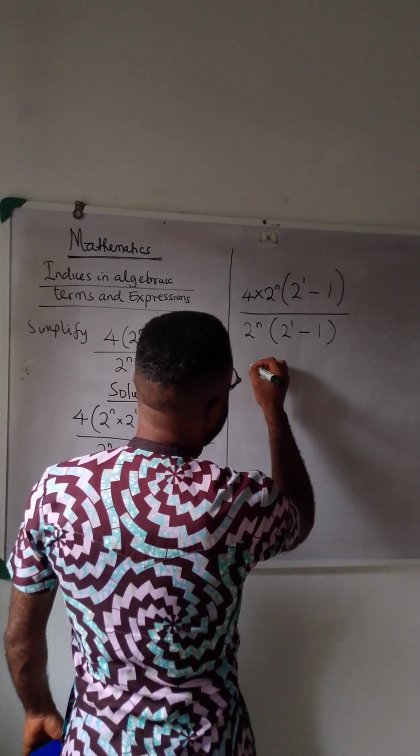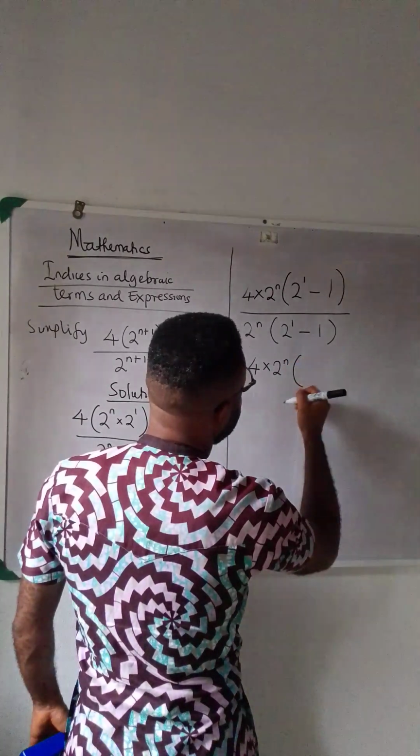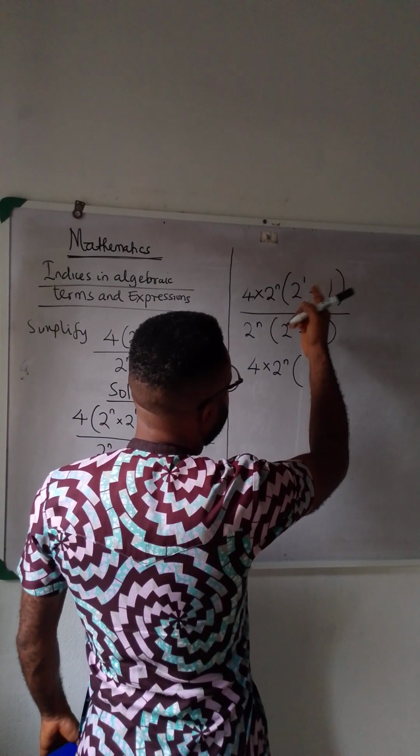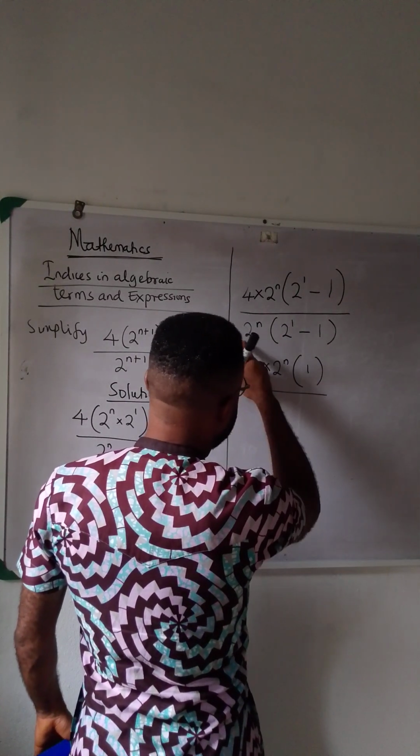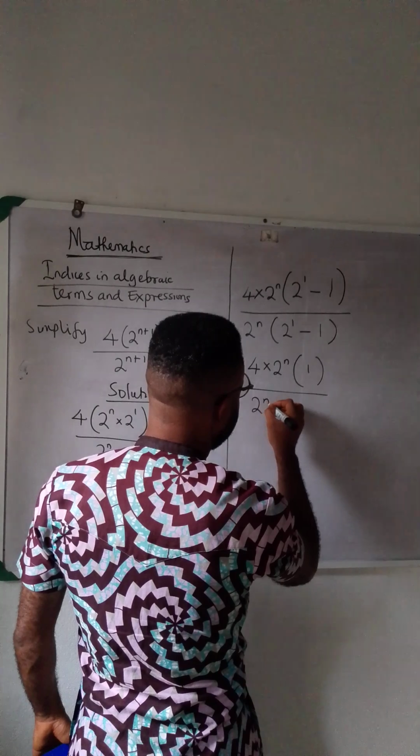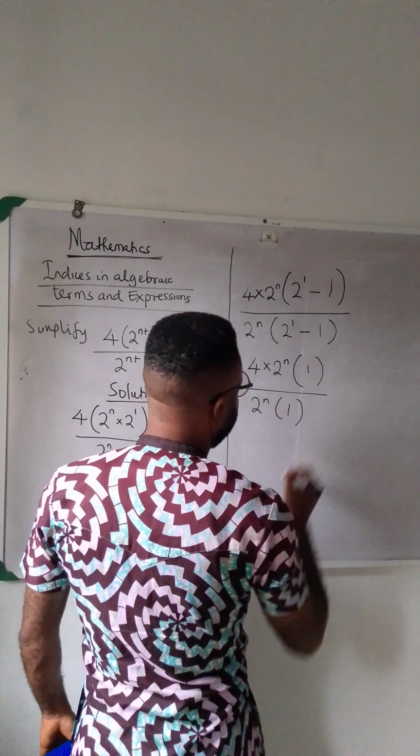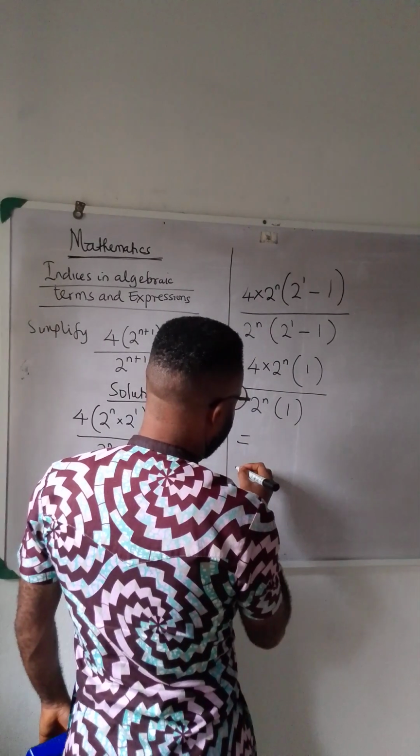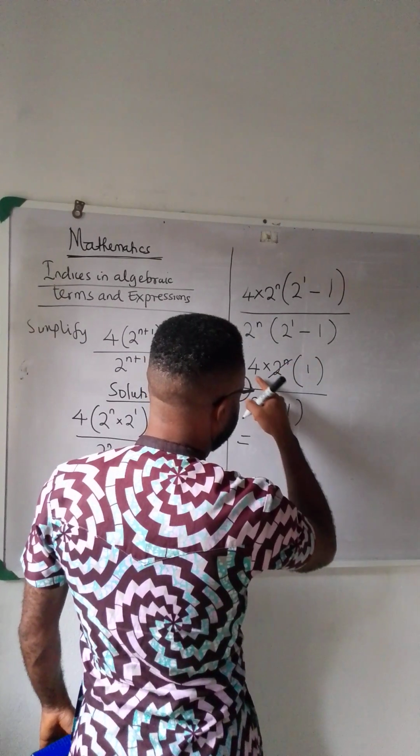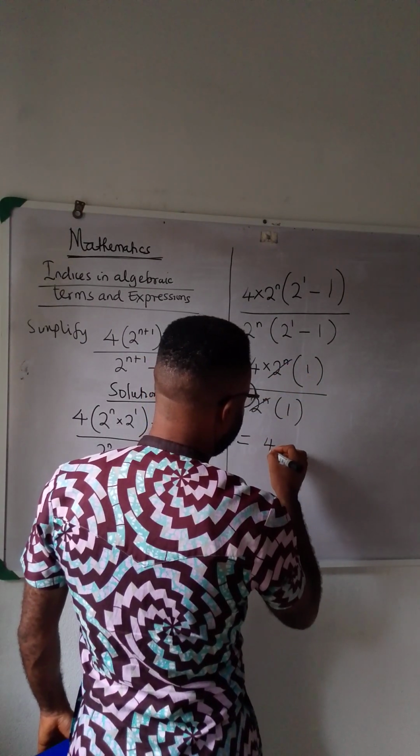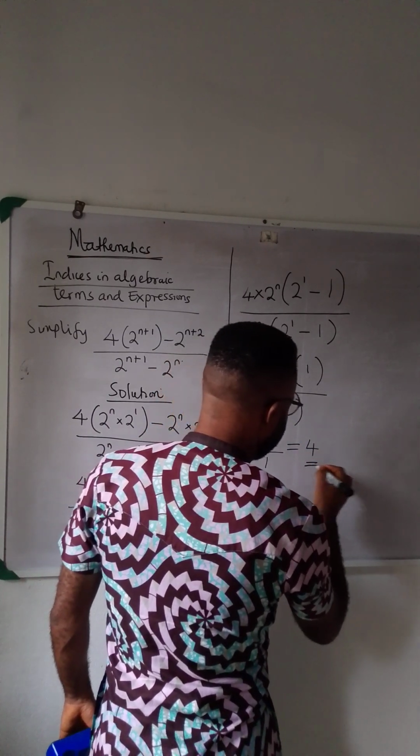And so our new expression becomes 4 times 2 raised power n into 2 raised power 1, which is the same thing as 2. So 2 minus 1 will give us 1. Then divided by, for the denominator, we have 2 raised power n, 2 raised power 1 is 2, minus 1 is 1. And so this is equal to, we can cancel out this. And so 4 times 1 is 4, divided by 1. So 4 divided by 1 is 4.